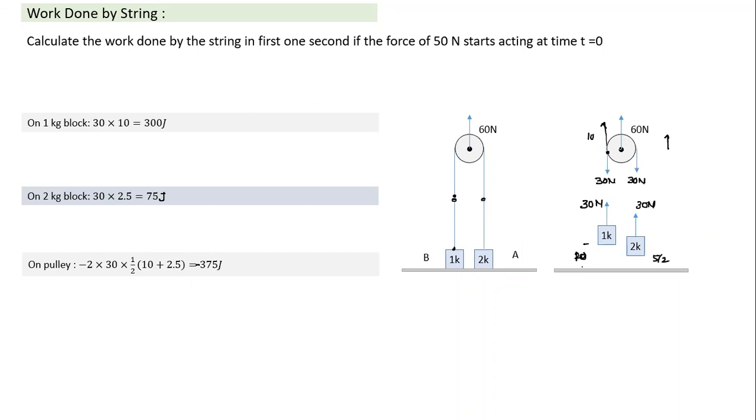And if you notice here, what is the work done by the 60 Newton force on the pulley? The work done by the 60 Newton force on the pulley is the same, 375 joules. So the total work done on the pulley comes to 0.